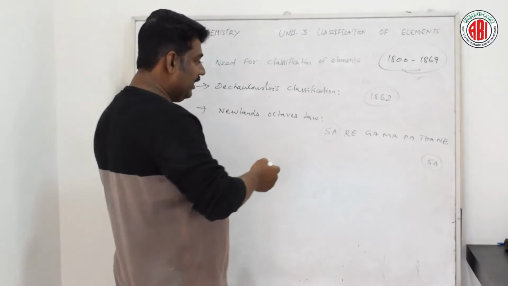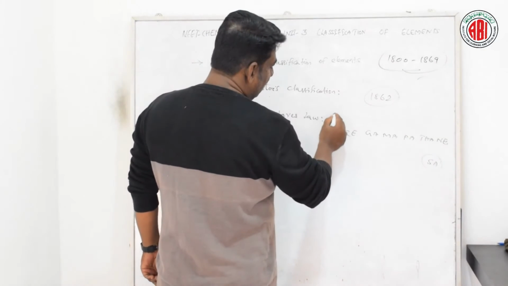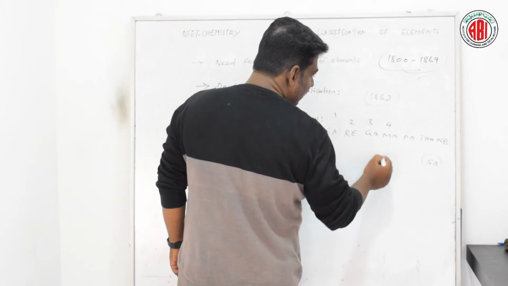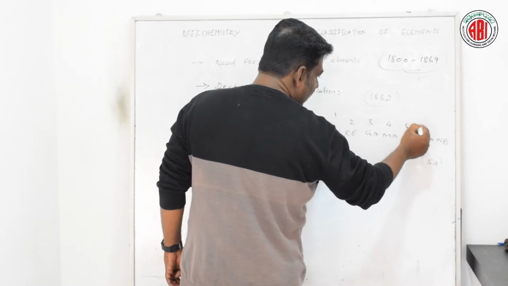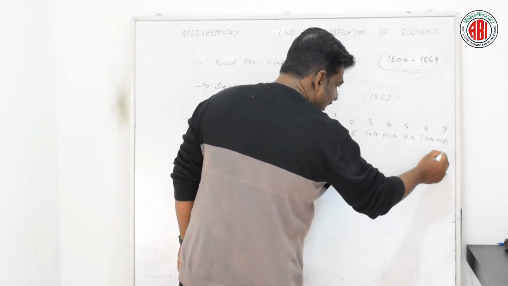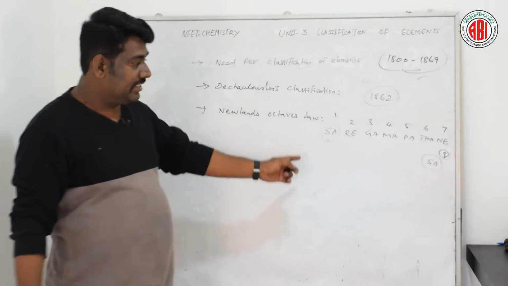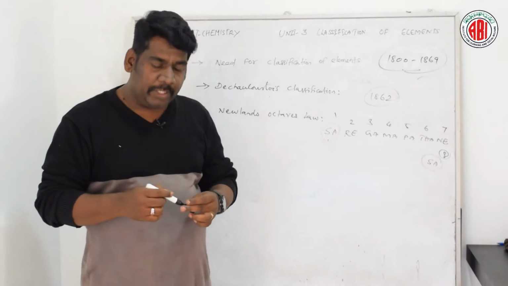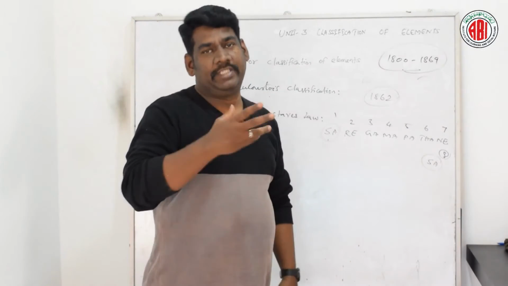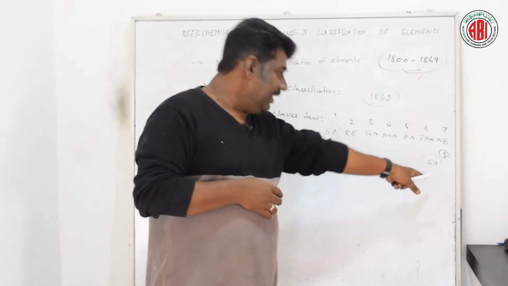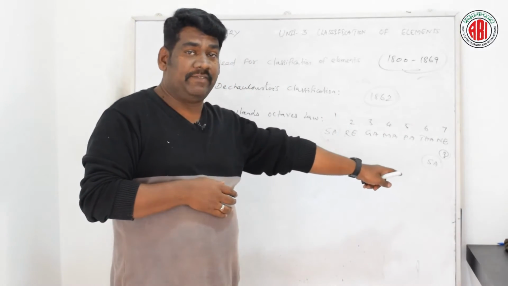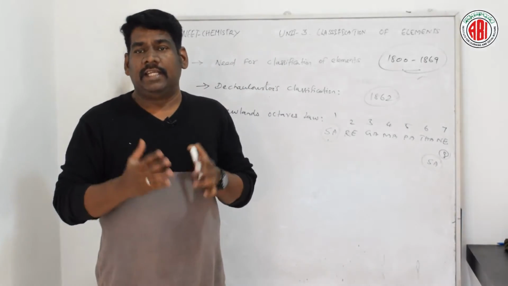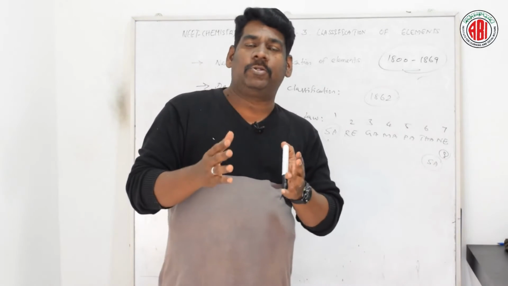In that you can see the first letter is sa, then ri, the second letter, ga, third letter, ma, fourth letter, pa, fifth letter, da, sixth letter, ni, seventh letter, and the eighth letter is again the first letter, which is repeating. So this is a peculiar type of musical note: sa, ri, ga, ma, pa, da, ni, and finally it is again repeating with the first letter sa. Based on this musical notation, Newland's octaves law was also framed.